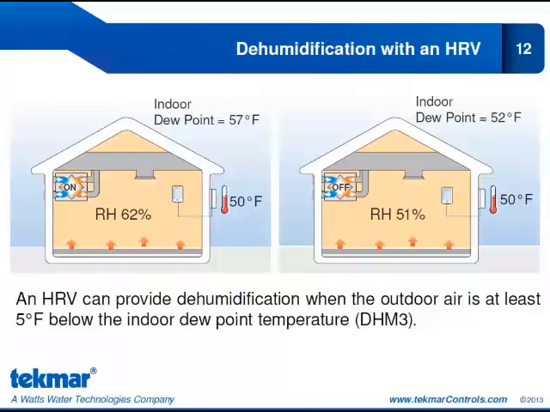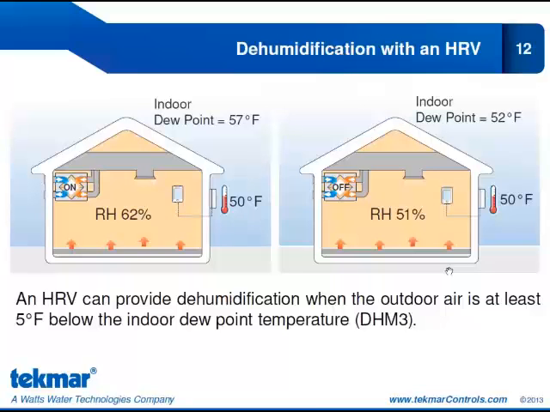Dehumidification with an HRV is the same operation as it is with the 557. So an HRV can provide dehumidification when the outdoor air is at least 5 degrees below the indoor dew point temperature. So if I look at the left-hand side of this slide, my outdoor air temperature is 50 degrees. My indoor dew point temperature is 57. So in this case, my outdoor temperature is more than 5 degrees below the indoor dew point. So my HRV will be allowed to operate for dehumidification.